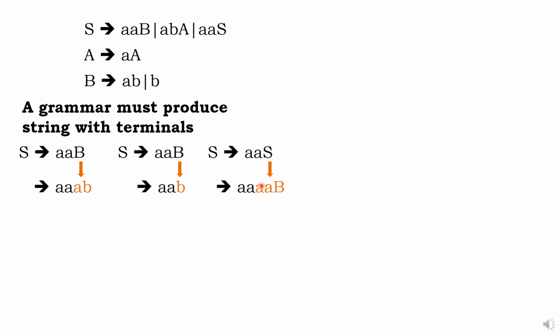For example, S is giving aAB. Who is B? B can be AB, B can be b. Yes, I am substituting AB. It is terminated. Again, S is giving aAB. Can I replace B with the small letter b? Yes, terminated. Now let us have a look. S is giving aAS. Now what should I do with S? S can be replaced by again aAB. B can be replaced by b. Terminated. You see, whatever rules I have, everything is getting terminated, which means B is going towards termination. Capital S is also going towards termination.